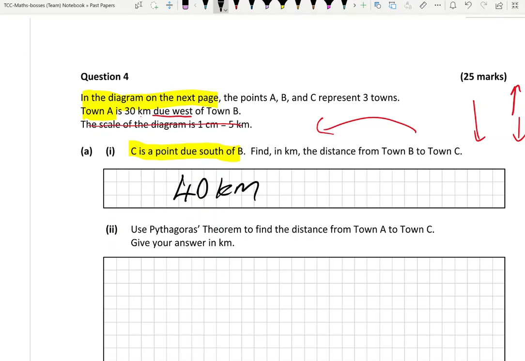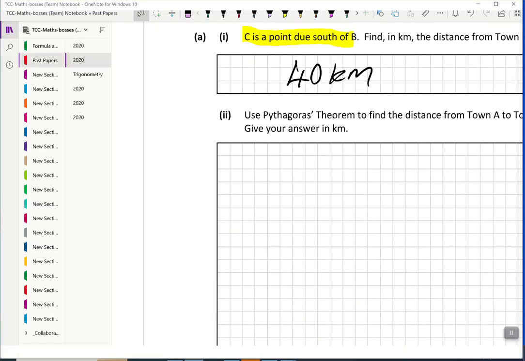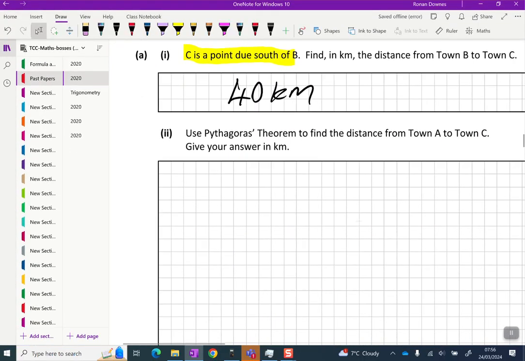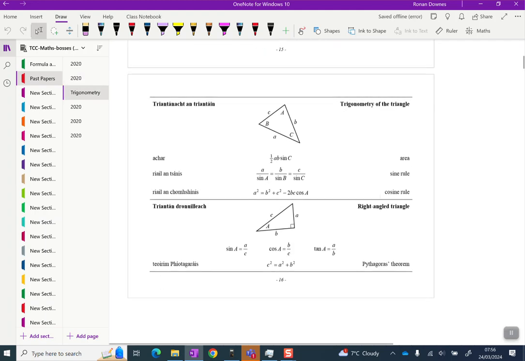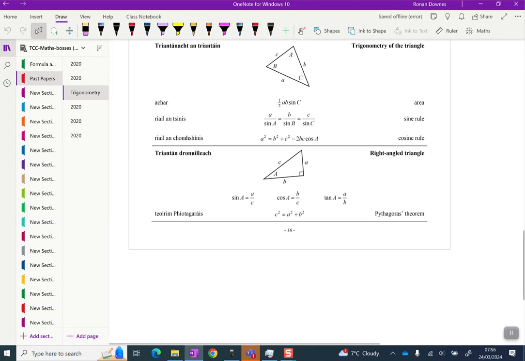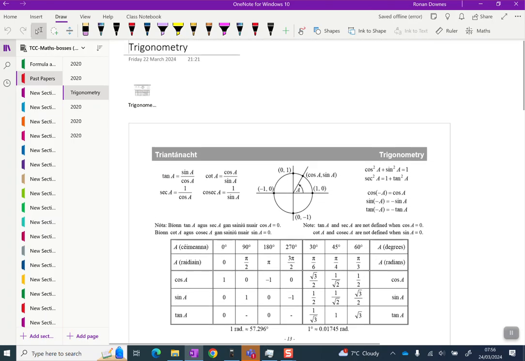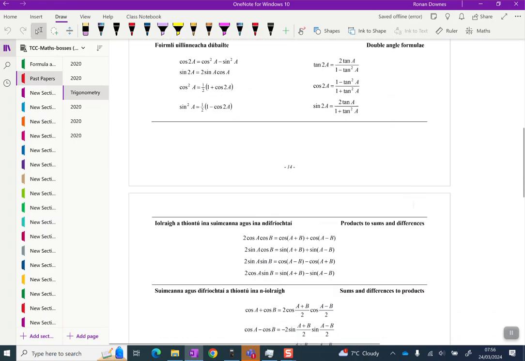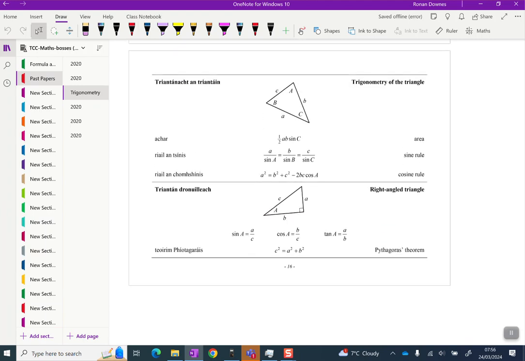Now it says use Pythagoras' theorem to find the distance from town A to town C. Now let's look at Pythagoras' theorem in the log tables. It's on page 16. Quick note, trigonometry takes up 4 pages, from page 13 through to page 16. So it's a long section once you've looked it up in the table of contents. And you might want to remember just to go directly to page 16 for Pythagoras. And here it is here.